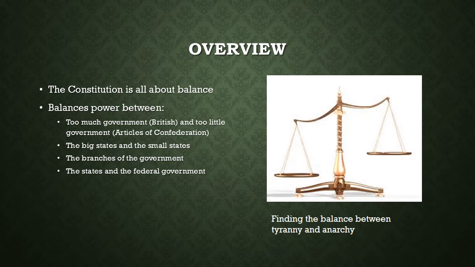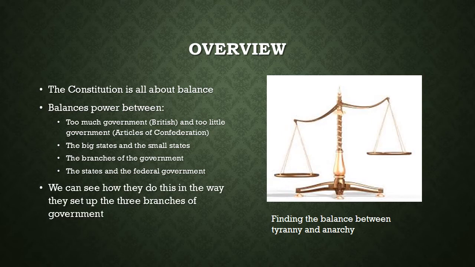There's also balance between the different branches of government, and we're going to talk about the checks and balances that the legislative, executive, and judiciary branch use to keep each other in line. And finally, it finds a balance of power between the states and the federal government. The states are allowed to keep certain rights, but the federal government takes some rights away on issues that are really important, such as national defense and the economy and stuff like that.